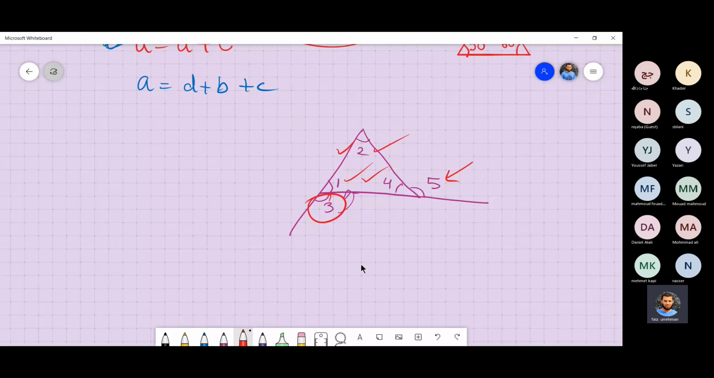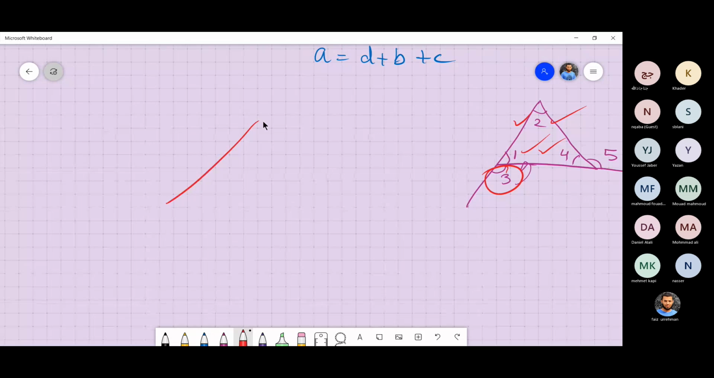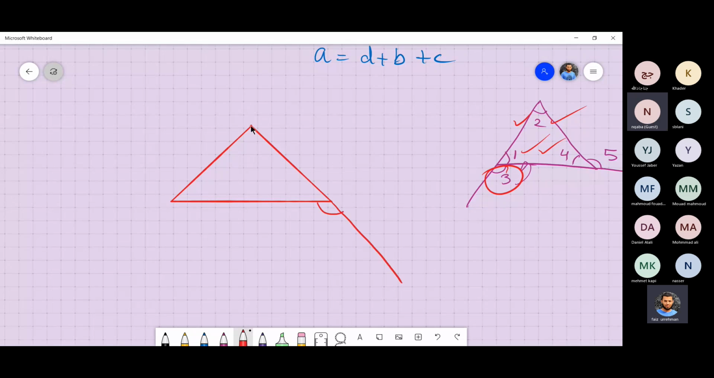Yes, sir. Okay, I will give more examples because it will be very clear now, inshallah. Now this is a triangle and there is a straight line coming here. And there is one line going there and one line going here. 1, 2, 3, 4, 5 and 6. Now I gave you 6 angles.